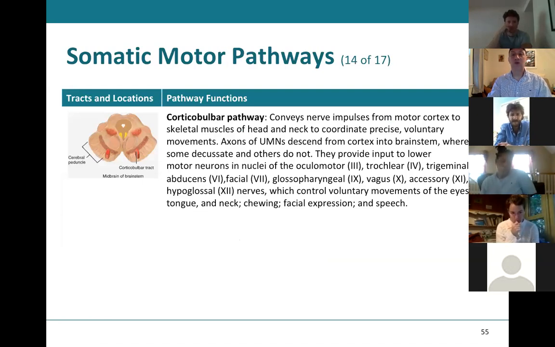Notice what you're actually looking at here is they provide input to lower motor nerves of the nuclei of, look at this, the cranial nerves. So you're actually regulating, exactly. Okay, cool. So this means that inside chapter 14, we figured out where the cell bodies were, and now you're thinking about what the motor output for those cranial nerves would actually be.